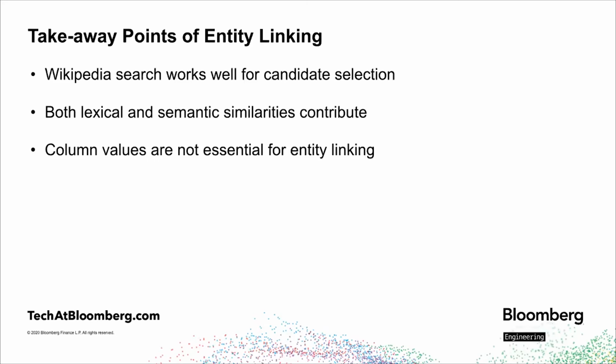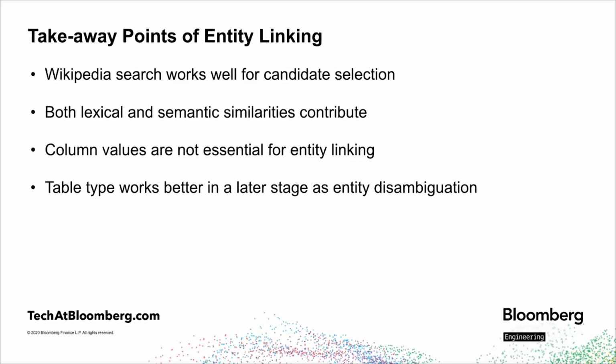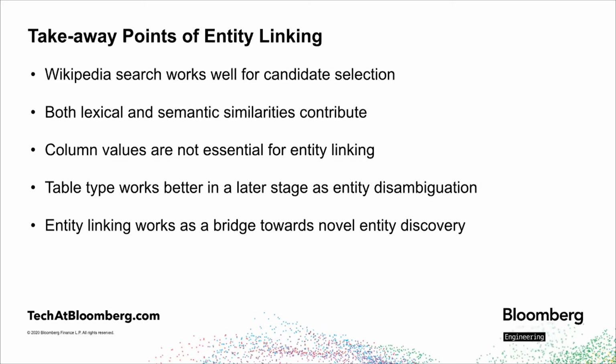And also column values. So we didn't use column values for unlinking. Column values, of course, can bring some signal for unlinking, but in this case, maybe there's too much noise for this task. And table type works better in later stage. So we didn't exclude the candidate in the first step, and it's a bridge towards null entity discovery.